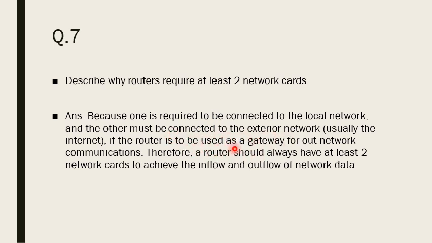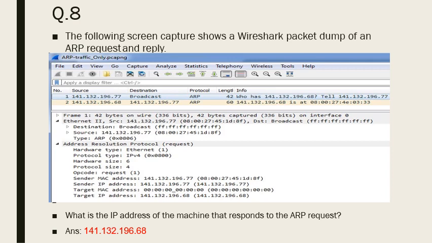So if the router is to be used as a gateway for outer net communication, a router should always have at least two network cards to achieve the inflow and outflow of network data. Remember that in this example, the same router has two connections. One is with the inner world, one is with the outer world. So it has two network cards, meaning two NICs, and two MAC addresses as well.